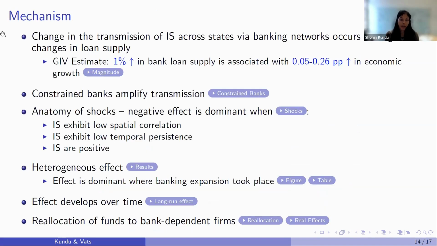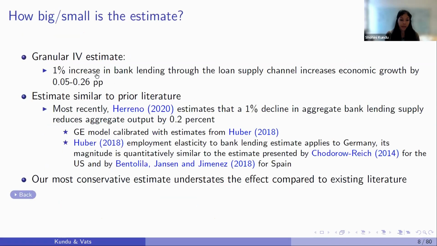So how does this compare to past estimates in the literature? Most recently, Hélène 2020 estimates that a 1% decline in the aggregate bank lending supply reduces aggregate output by 0.2%. And that's comparable to the range of estimates we find.